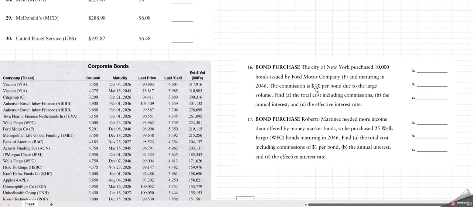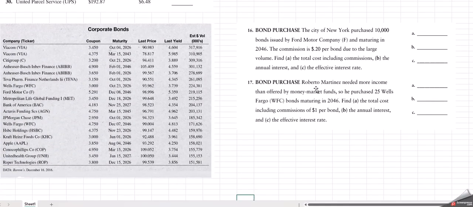Okay, then our last section deals with bonds, and we go to this bond table, which I think I've got the whole one in the picture here. So number 16 and 17, the city of New York purchased 10,000 bonds issued by Ford Motor Company.